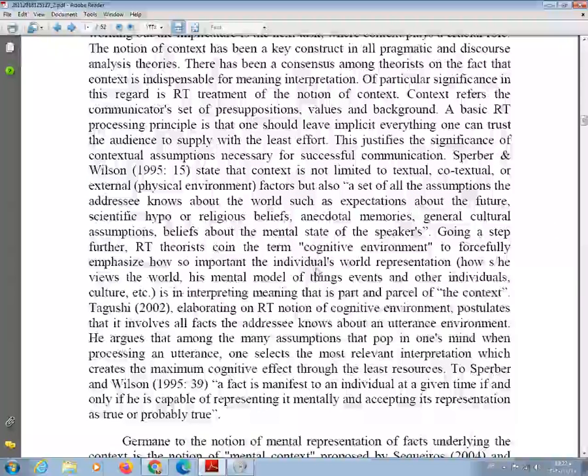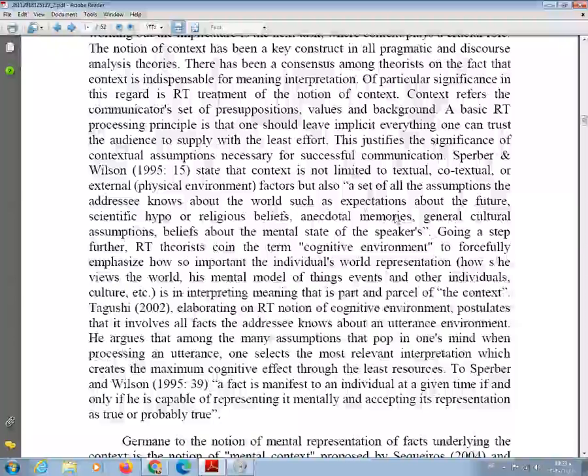Let me tell you where you can find this. Under the title context, it's on page 19. It's on page 19 because the page numbers here are different. My copy is different from yours, the one in your book.